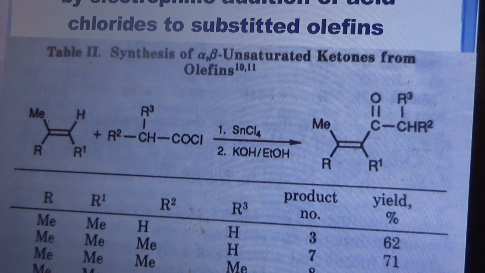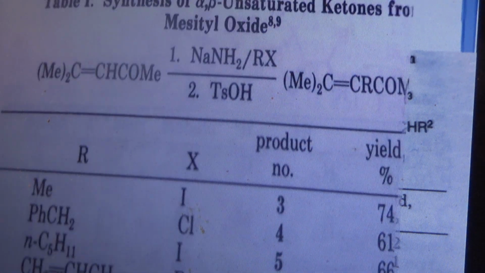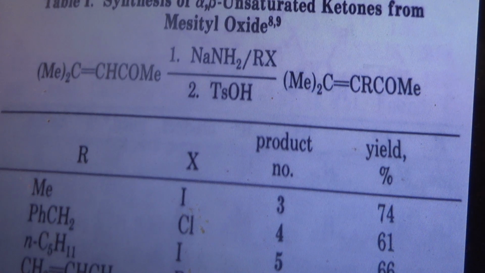Now, the other way to make it is using alpha-beta unsaturated ketones from mesityl oxide. You know mesityl oxide can be made from acetone. Condensation of acetone gives mesityl oxide. It is commercially obtainable from many chemical companies in kilogram quantities. So using this mesityl oxide, we use a procedure from the literature where you make the anion using sodium amide in THF, and the anion is alkylated with RX. RX could be different R's, as you can see here, and X could be the halides.